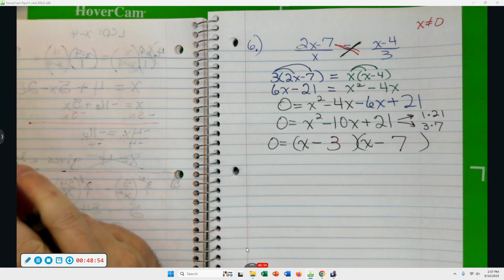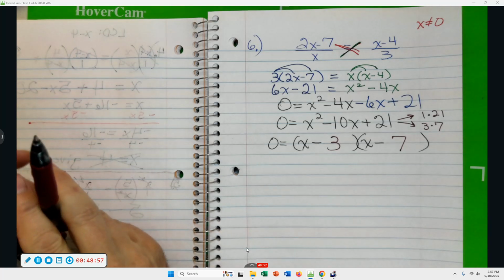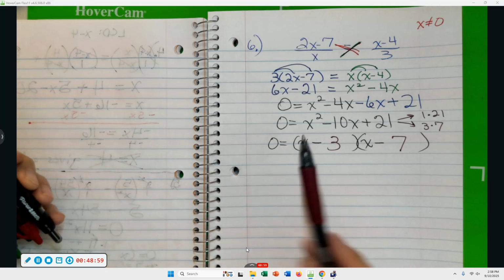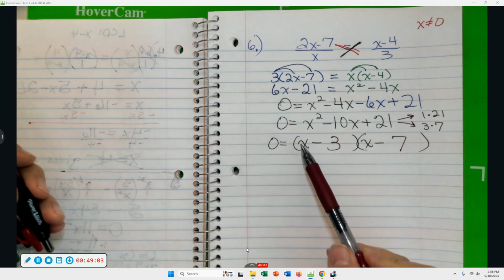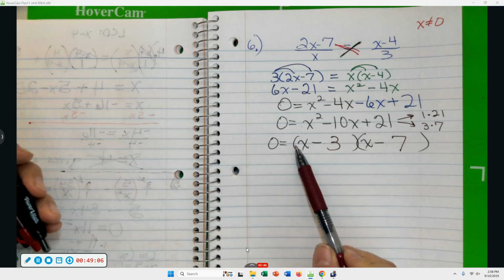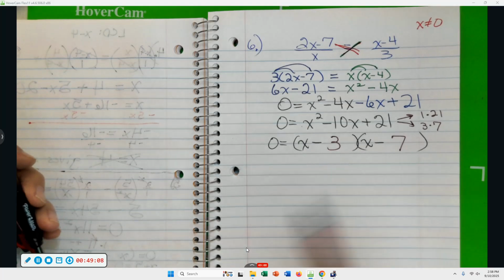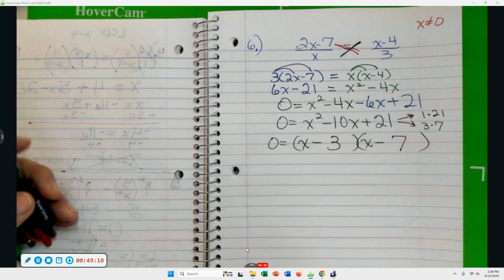Any questions there? It doesn't matter where you put the last 2 numbers, right? No, because the first terms are the same. X and X. Now, if this had been a 5x squared and you had a 5x and a 1x, then where you put the 3 and 7 would matter.